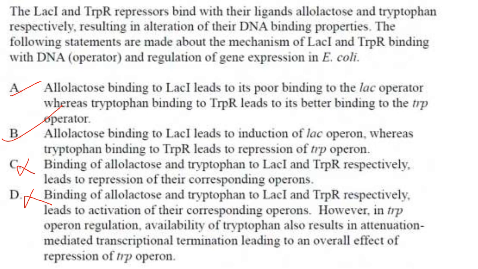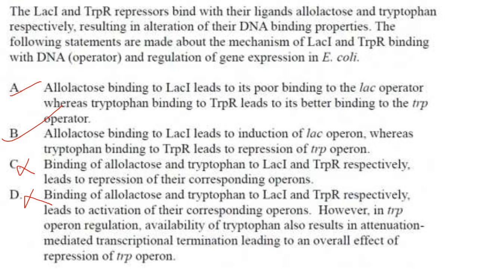The next one. The LacI and TrpR repressors bind to their ligands allolactose and tryptophan respectively, resulting in alteration of their DNA binding properties. The following statements are made about the mechanism of LacI and TrpR binding with DNA and regulation of gene expression in E. coli. So first, statement A. Allolactose binding to LacI leads to its poor binding to the lac operator, whereas tryptophan binding to the TrpR leads to its better binding to the trp operator. That is correct.